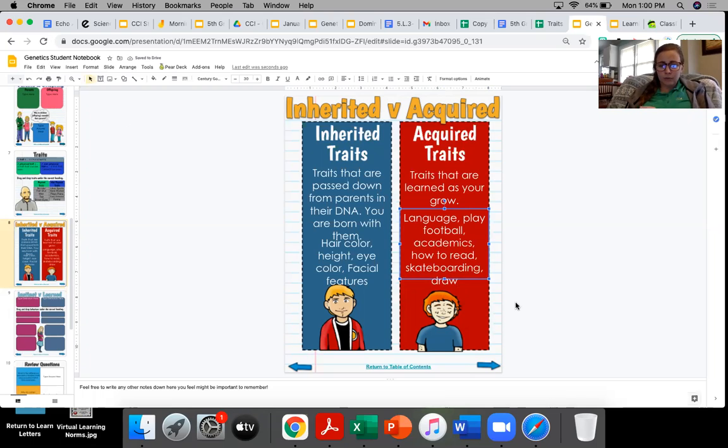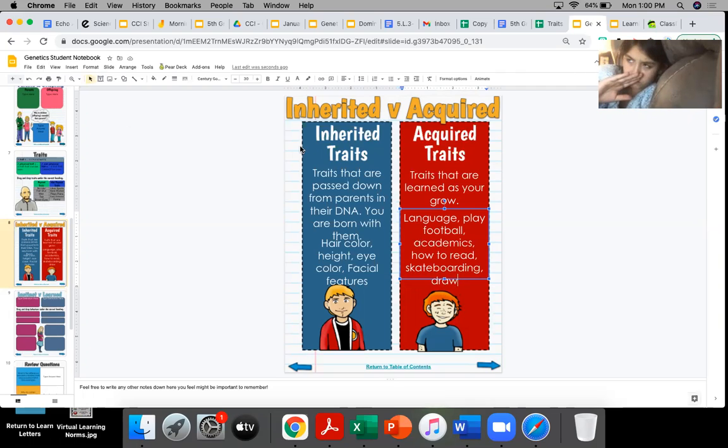Cami, another example of an acquired trait. Another example of an acquired trait would be, okay, I thought I had to sneeze. Okay, so an example of an acquired trait that I put on here would be learning how to take a shower or brushing your teeth. Okay, so how to care for yourself. Excellent. I'm going to put hygiene.